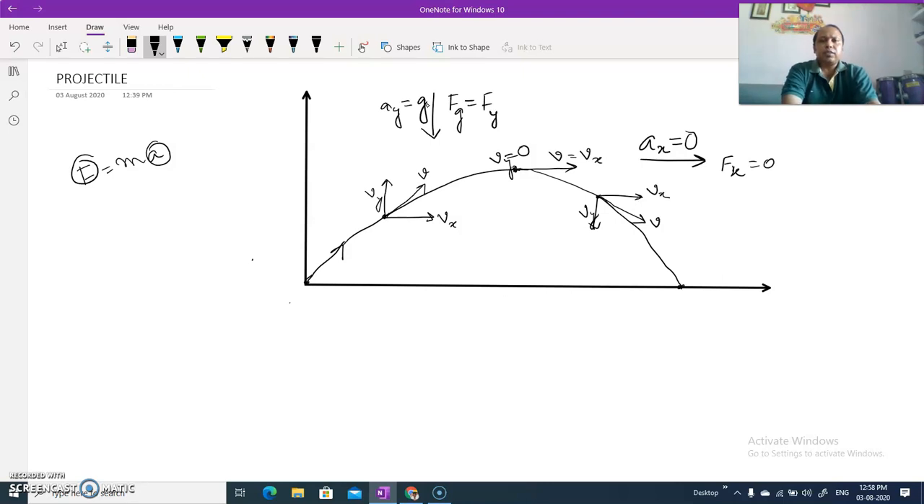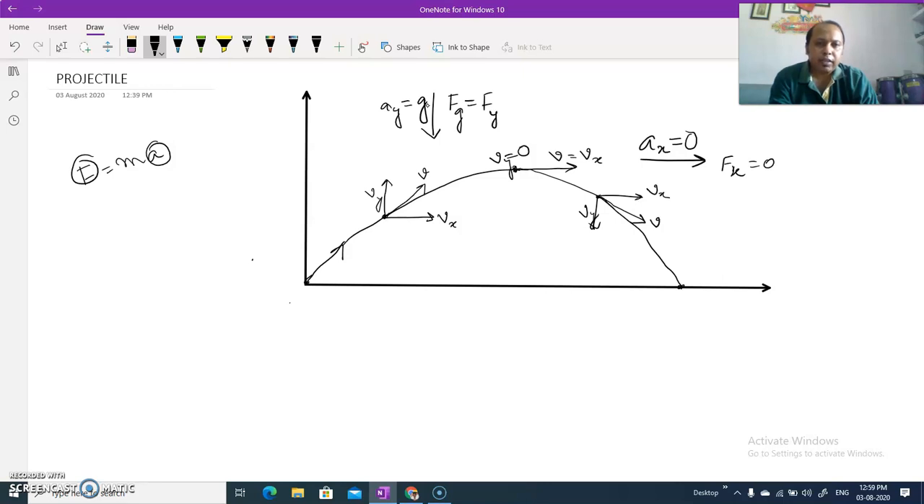So always remember one thing: whenever we are considering projectile motion, it is affected only by the gravitational force, because of which we have acceleration in the vertical direction only, which is acceleration due to gravity. Ay is equal to g, as shown here. And in the horizontal direction, since no force is acting, the acceleration along the horizontal, given by Ax, is equal to 0.